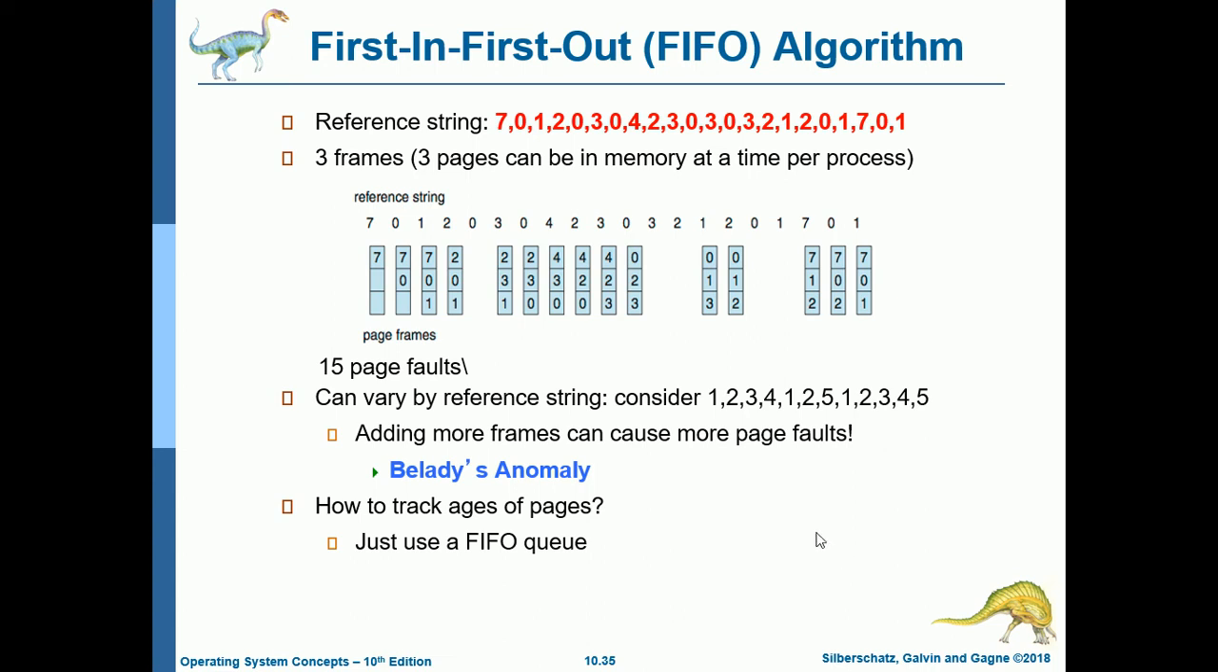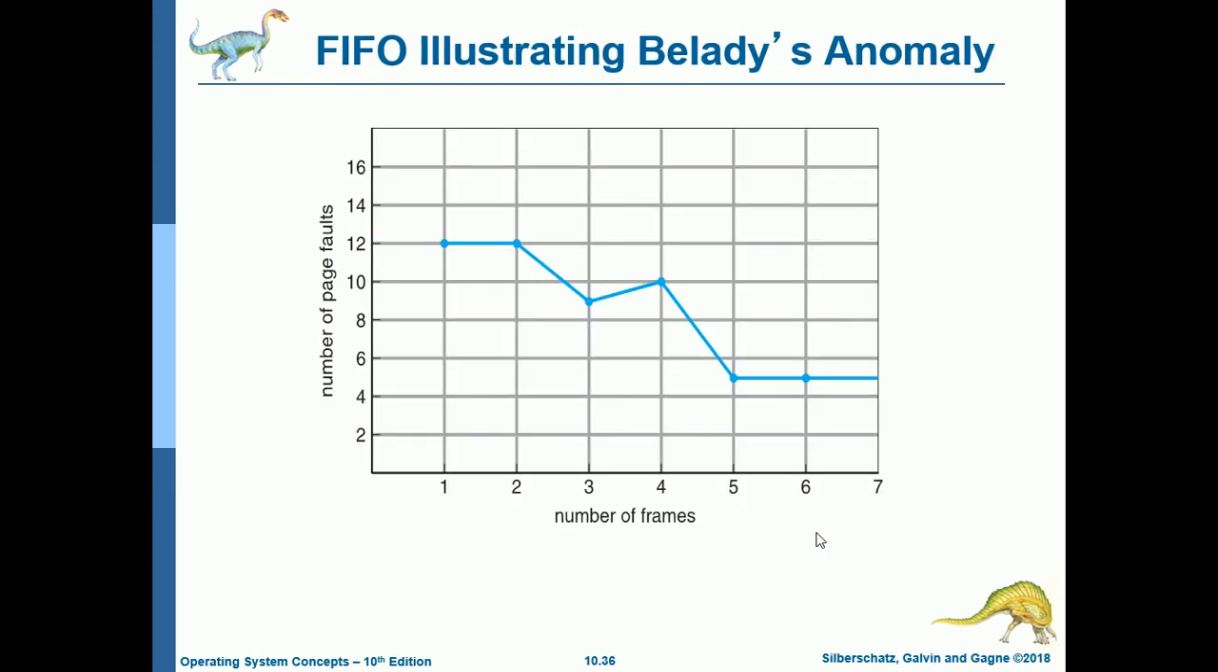So how to track the ages of pages? Just use a FIFO, or again, first in, first out queue. Okay, so this is a graph that illustrates Belady's anomaly. So again, it depends upon the reference string and the sequence.